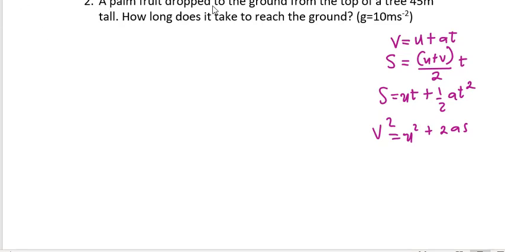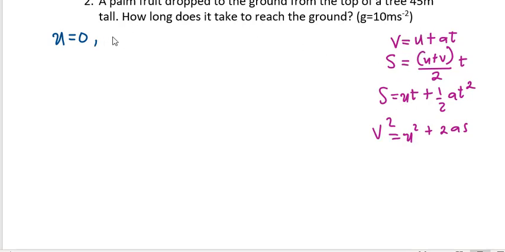A palm fruit dropped to the ground. Now there's something hidden here. Because this palm fruit was at a point and dropping to the ground, are you getting me? So it means it moved from rest. Because it's moving from rest, u is equal to 0. I don't know if you get now. So at every point here, we can add u as 0.